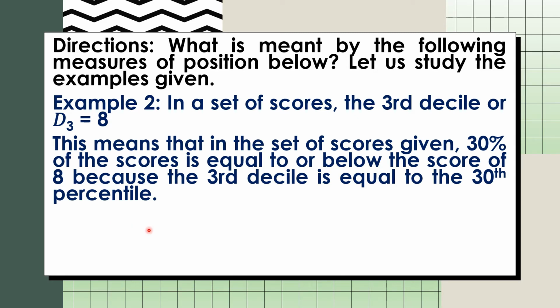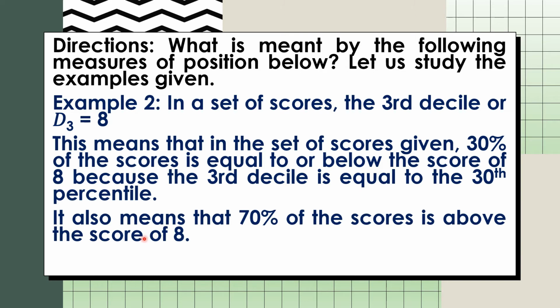And so on. On the other hand, it also means that 70% of the scores are above the score of 8. So, saan nakuha yung 70% ulit? Yung 30% isusubtract natin from 100%. That's why yung remaining is 70%.